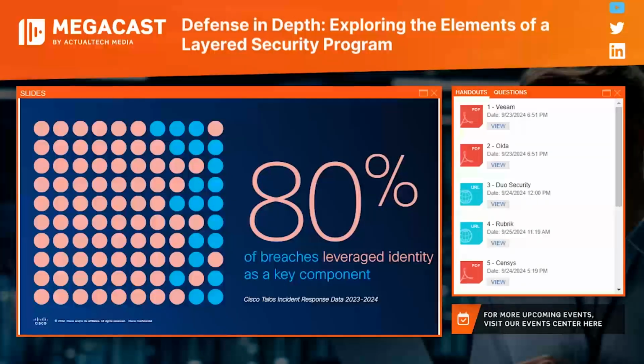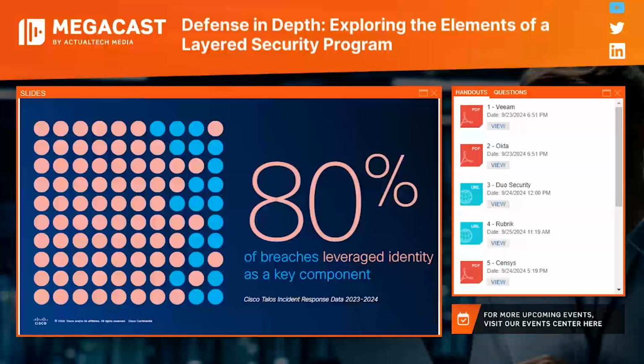So first things first, Duo is now a part of Cisco. We were acquired a few years back, and so we now have access to a lot of data that comes with Cisco. One of our biggest partners in the security space is Cisco, which has the Talos incident response team. They also have the Talos research team. And this stat comes, I think we all kind of know this if you're working in IT or security, that 80% of the breaches that they were called to deal with in 2023 to 2024 involved identity as a key component, which is a lot.